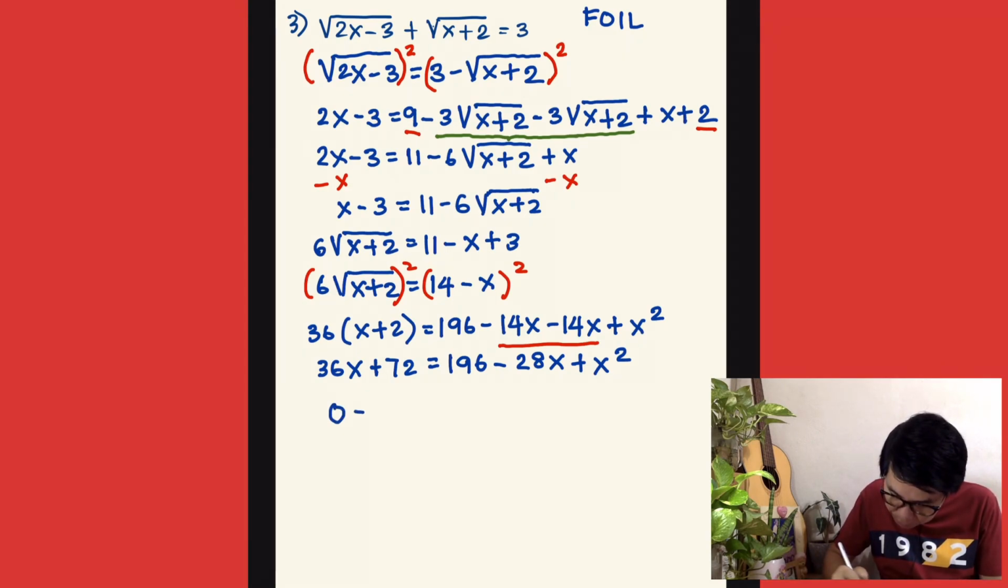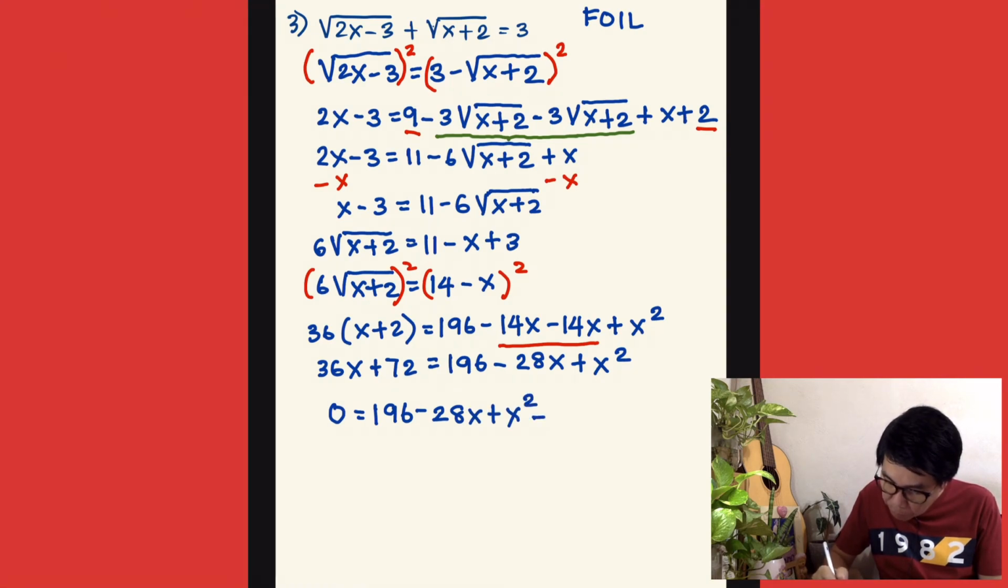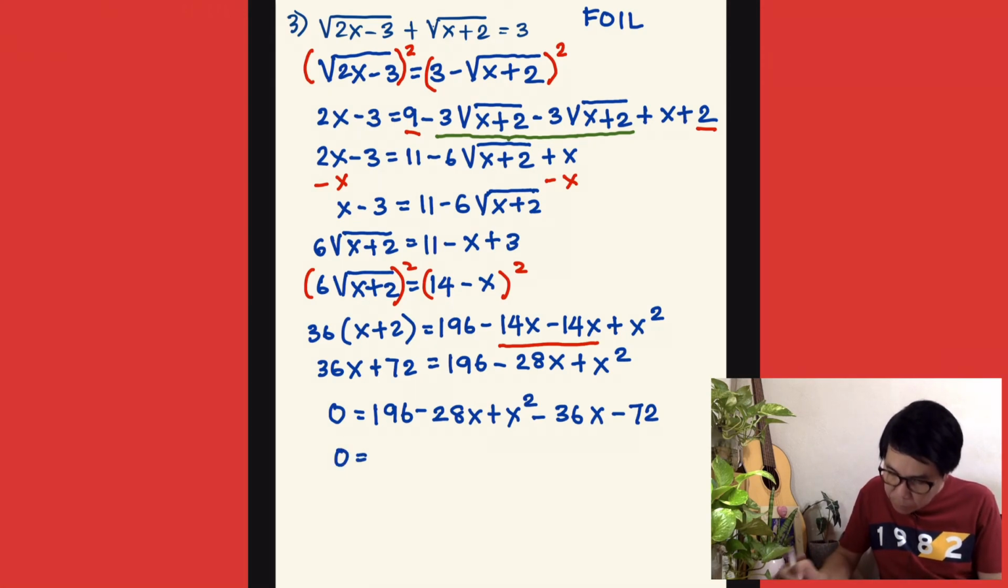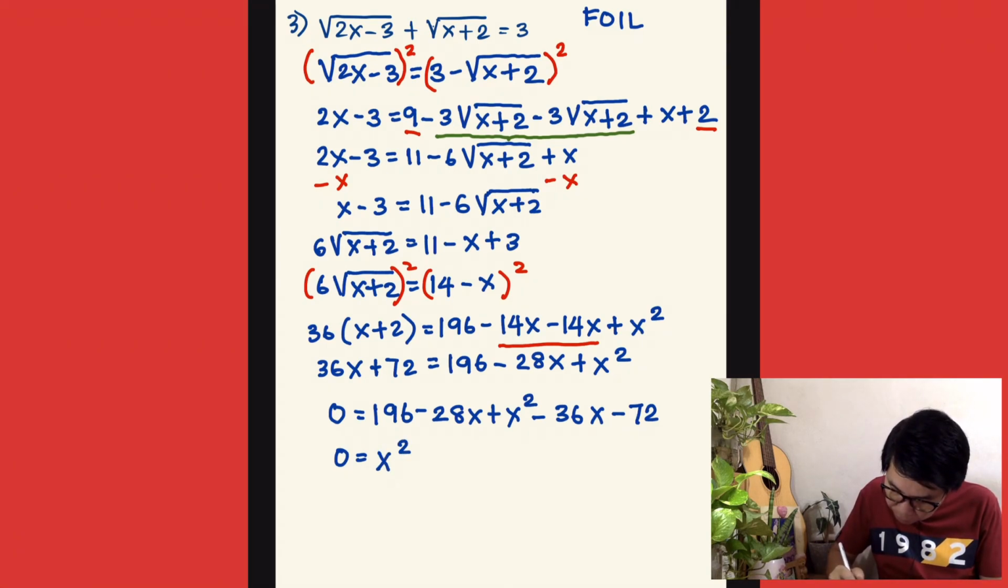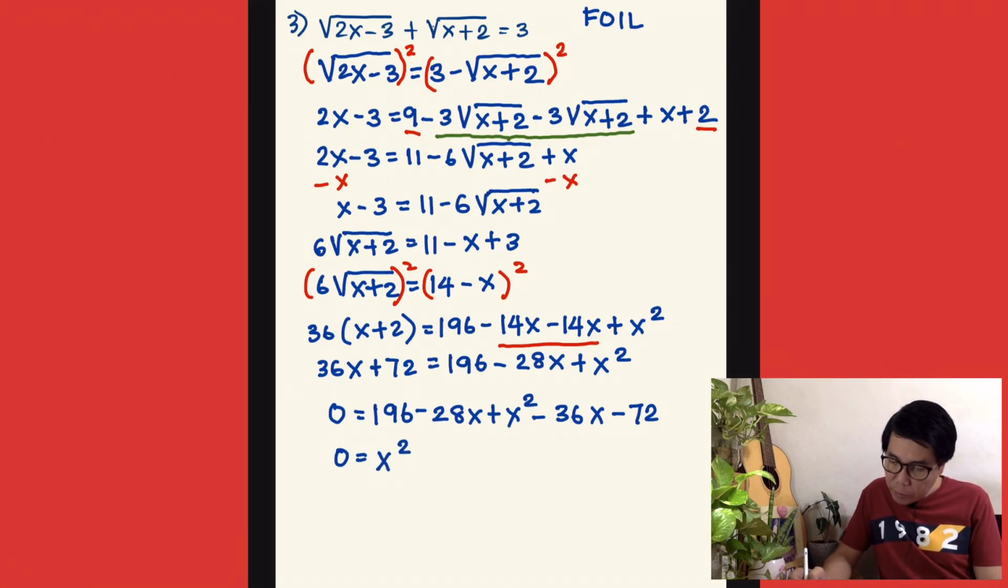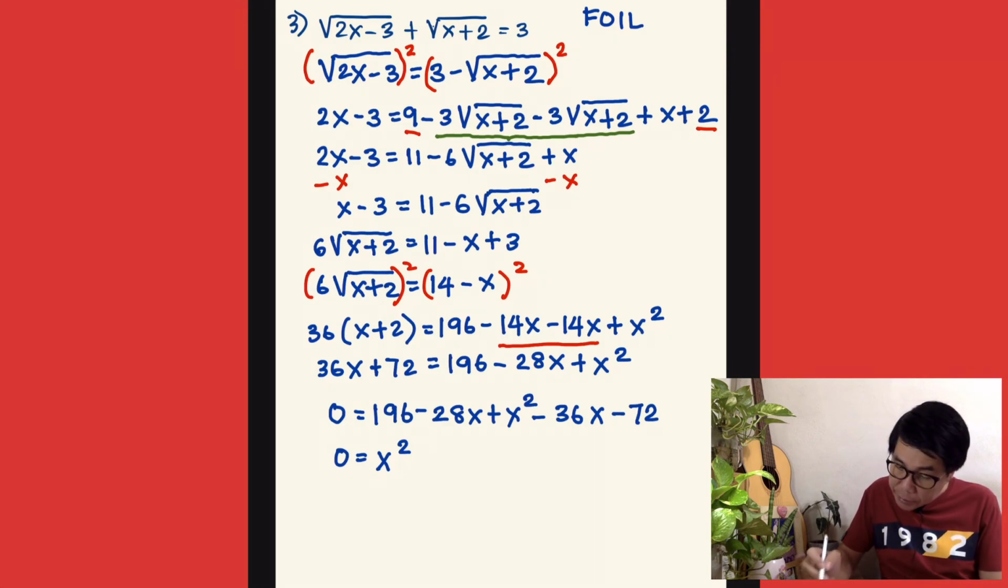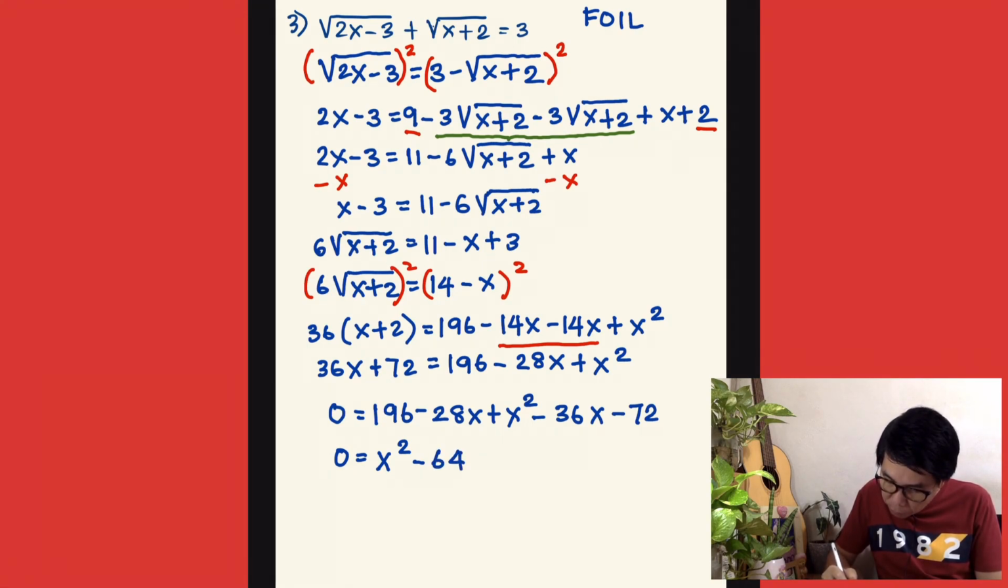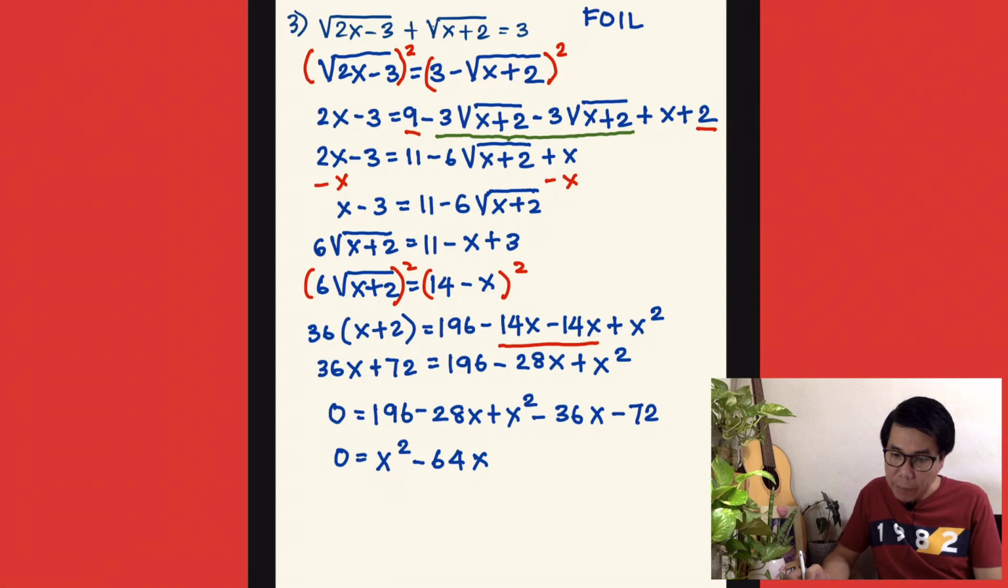So this becomes now 0 equals 196 minus 28x plus x squared minus 36x minus 72. Then we have to tidy up. Let's arrange the equation. It must be x squared first, and then negative 28x and negative 36x is negative 64x. I hope I have added it correctly.